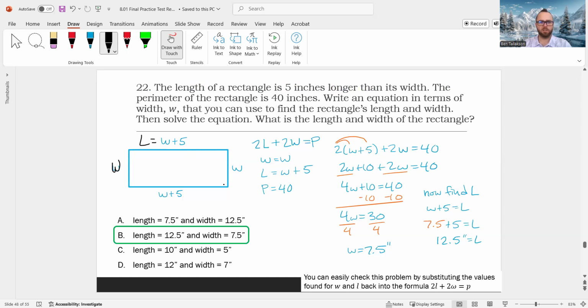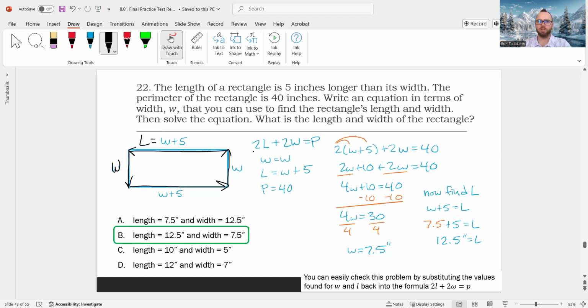Now, we talked about the distance around being the perimeter. Well, how far would you go? Well, you'd go W plus this far, W plus 5, plus this far, W, plus this far, W plus 5. So in other words, the perimeter equation is 2 times the length, because you have 2 lengths, plus 2 of the widths. That gives you the perimeter. And we already identified what the side should be. And the perimeter we were told up here is 40 inches.